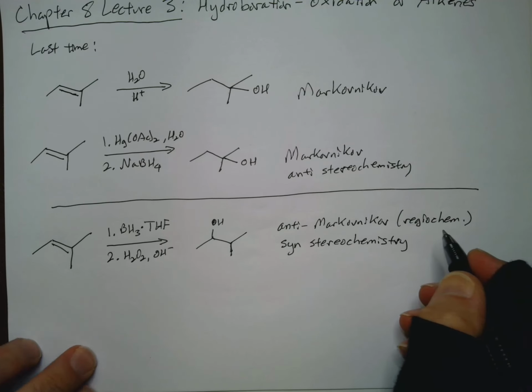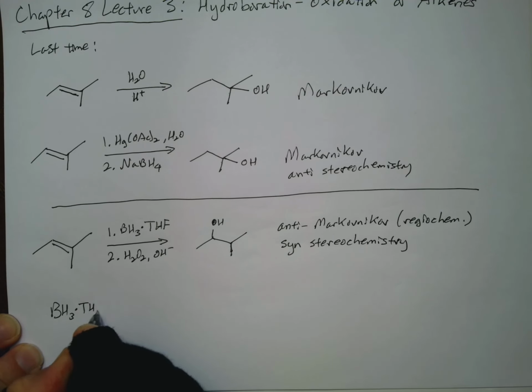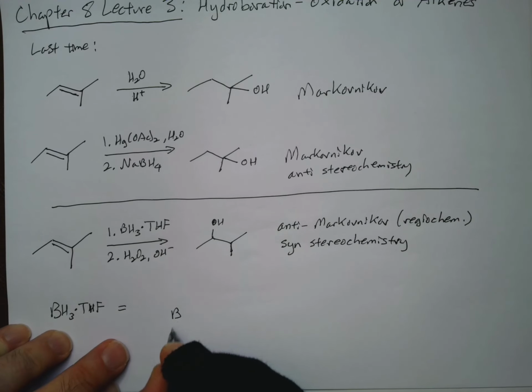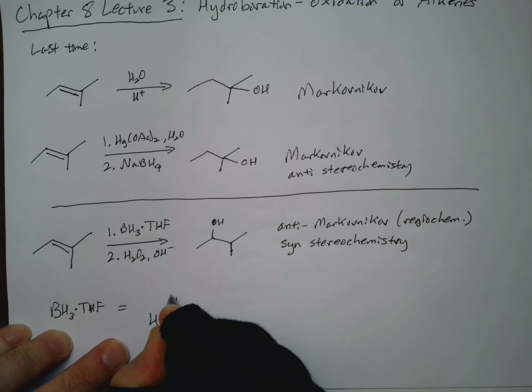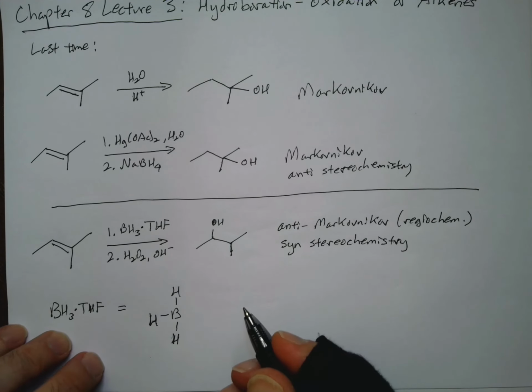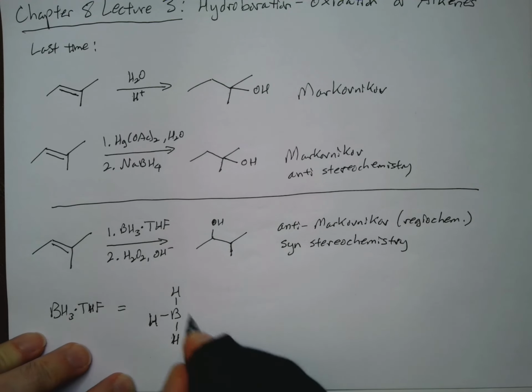So let's take a closer look at that. First of all, BH3.THF is a stable form of borane. Borane is BH3, which actually doesn't exist as BH3. It exists as B2H6, and is kind of unstable.